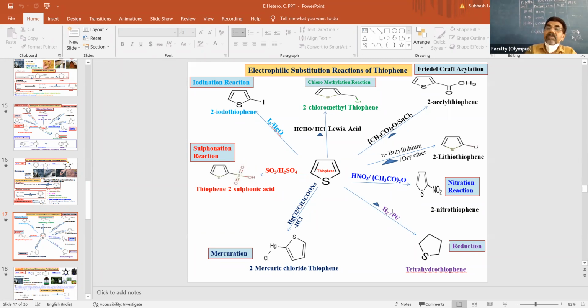At the same time, the same type of reaction is sulfonation. Thiophene on treatment with H2SO4 in presence of a strong electrophile, sulfur trioxide, SO3, gives thiophene-2-sulfonic acid. At the 2 position, the SO3H is obtained, so the product is called 2-sulfonic acid.